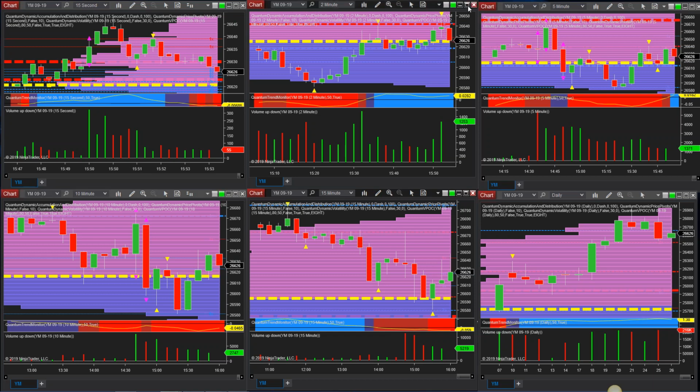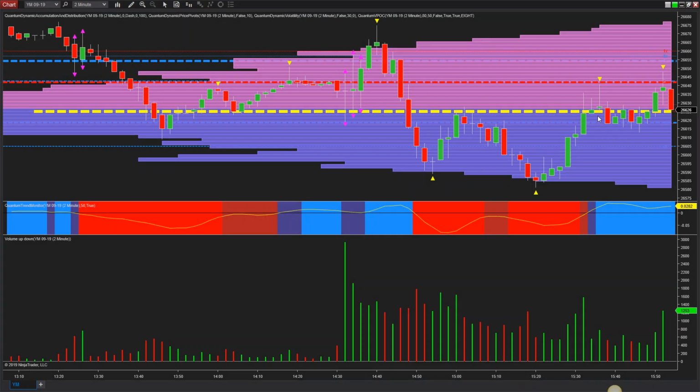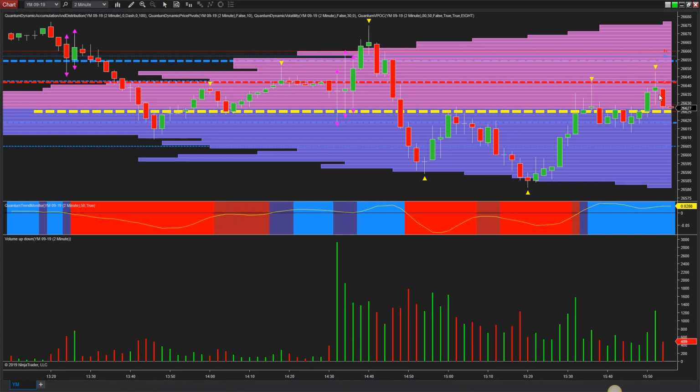Doji candle on 2, which really just sums it all up at the moment. Resistance in here, lots of volume in here, trading around the volume point of control. Doji candle, not indicative of a reversal, just indicative of indecision and lack of direction.